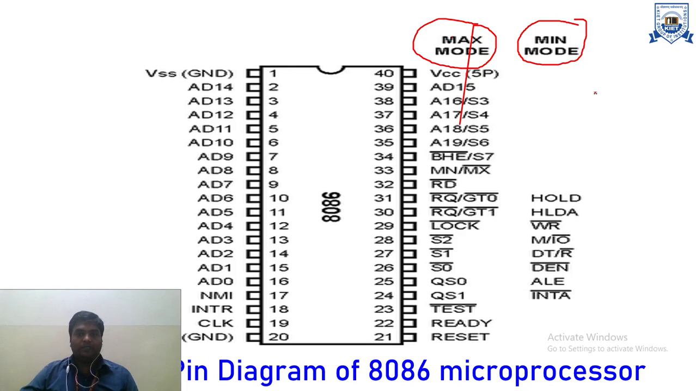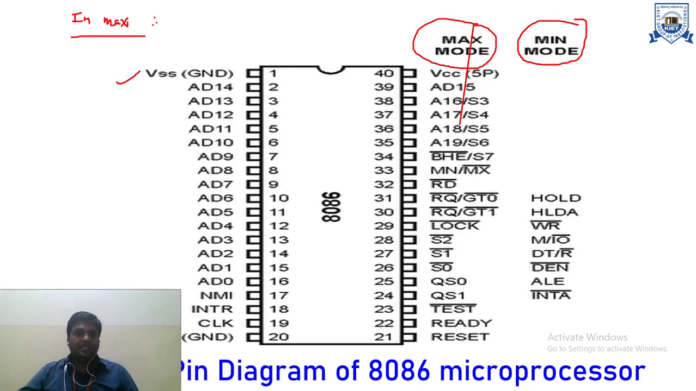If it is working in maximum mode, then we have some different pins, and if we are working in minimum mode, then we have some different pins. Right now we are just discussing the pin diagram in maximum mode, how the pins operate in maximum mode. We will start with the first pin, that is VSS.